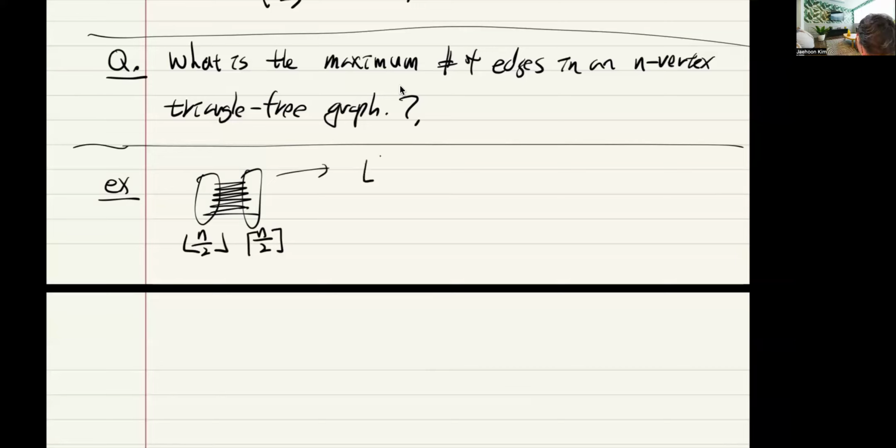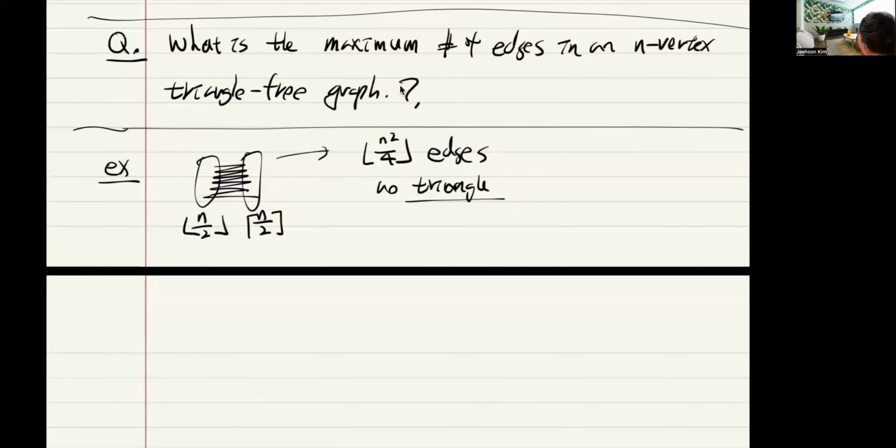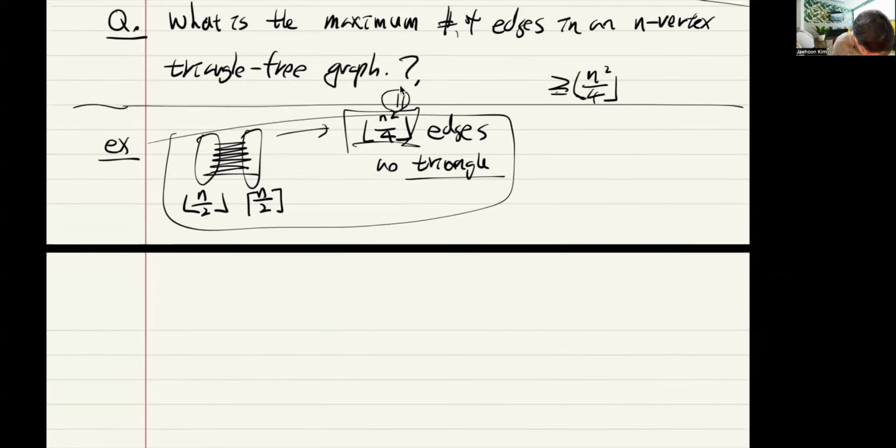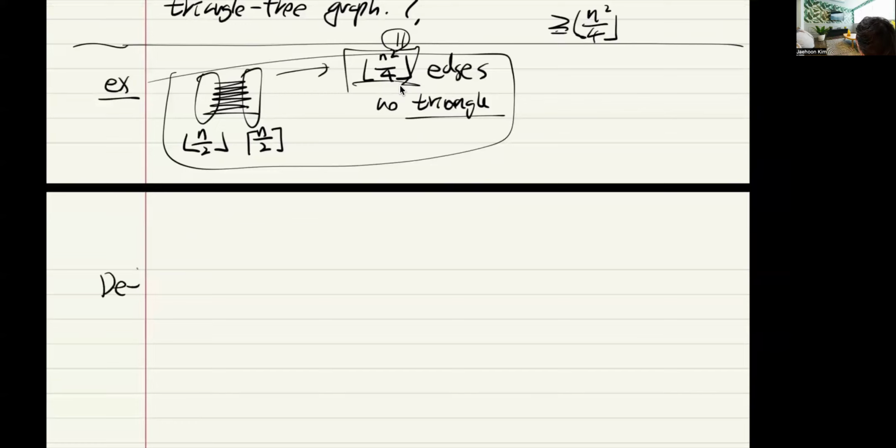And this has floor of n square over 4 edges. And it has no triangle. Triangle has chromatic number 3, so it is not a bipartite graph. It's not a subgraph of a bipartite graph. So this shows that this answer is at least n square over 4. This example shows the lower bound. But indeed, equality holds. This answer is exactly this. And we will learn about this.